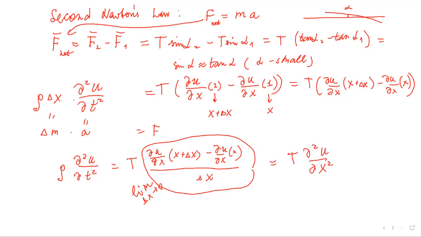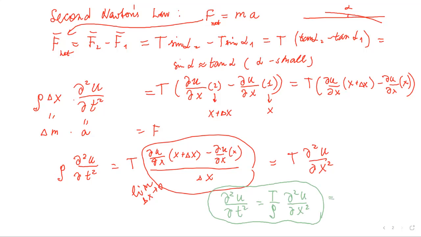Well, I think I have a little bit of space over here, so I'm going to use a different color and write the final equation over here and maybe circle it. So we have the second derivative of u by t equals T over rho times the second derivative of u by x. So this is the equation of oscillation of an elastic string.